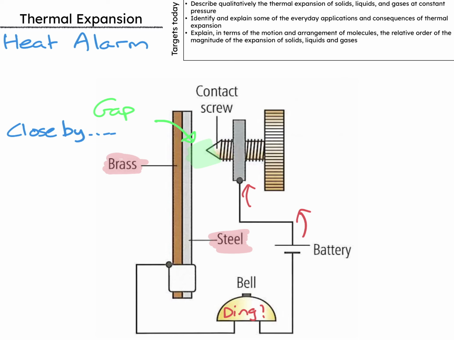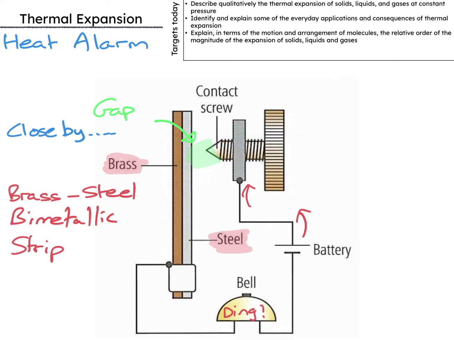Alright, so if you think you know, pause the video, give yourself enough time to write down a proper answer. Okay, and then carry on. So hopefully you've got yourself a decent answer. What's going to happen is this brass and steel is called a bimetallic strip. And I'll show you what it does.